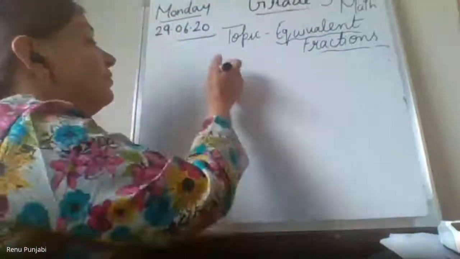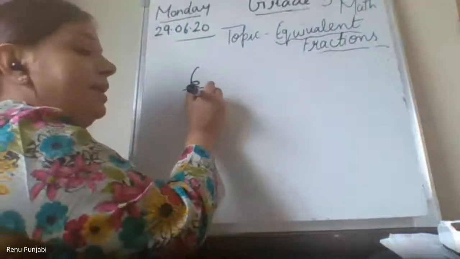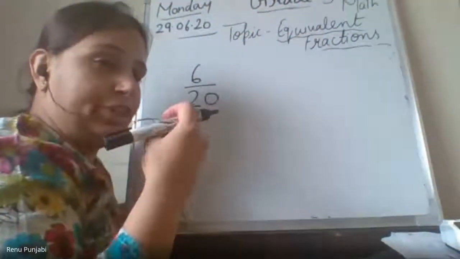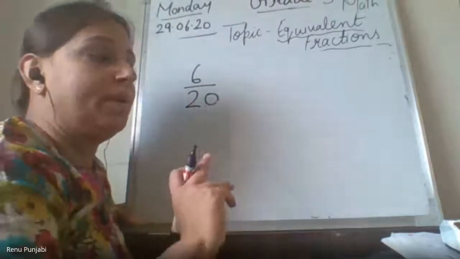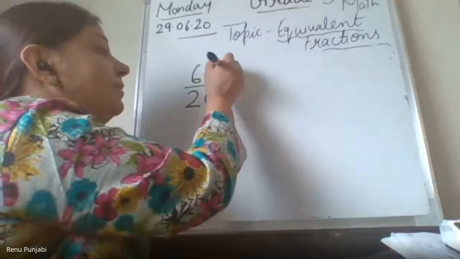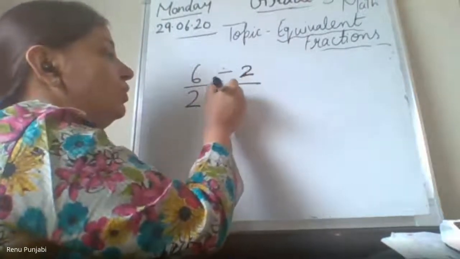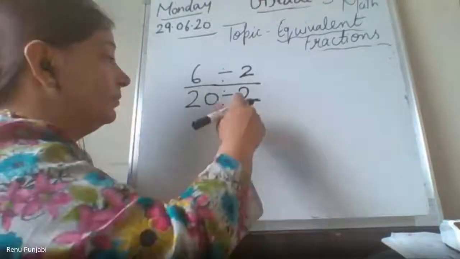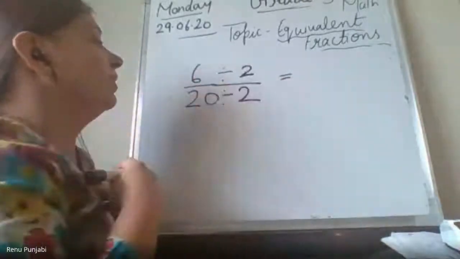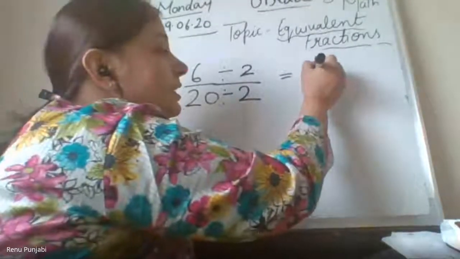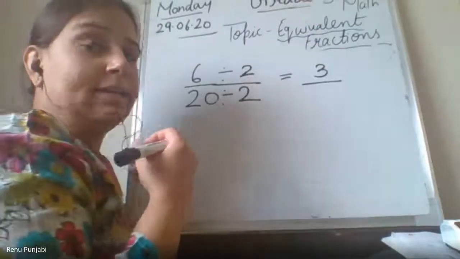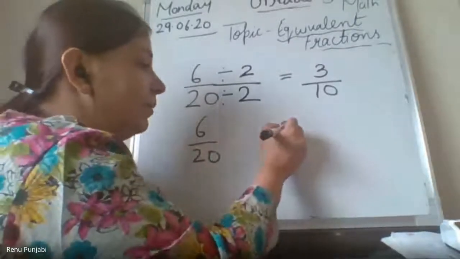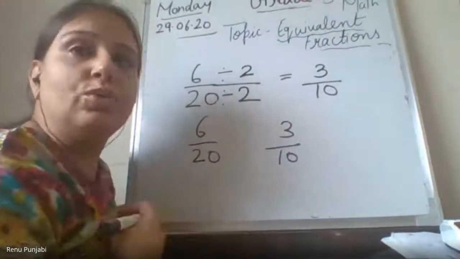For example, if I have 6 upon 20 and I want to find the equivalent fraction, I will start with 2. I can start with 3 also, but both the numbers should come in the table of that number. I'll start with 2. So numerator and denominator should both be divisible by the same number. 2 3s are 6, and 2 10s are 20. So 6 upon 20 and 3 upon 10 are both equivalent fractions.